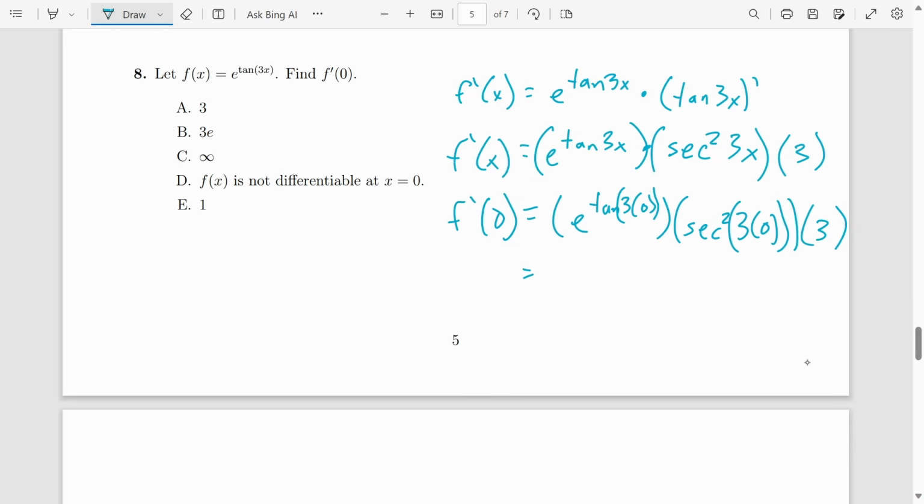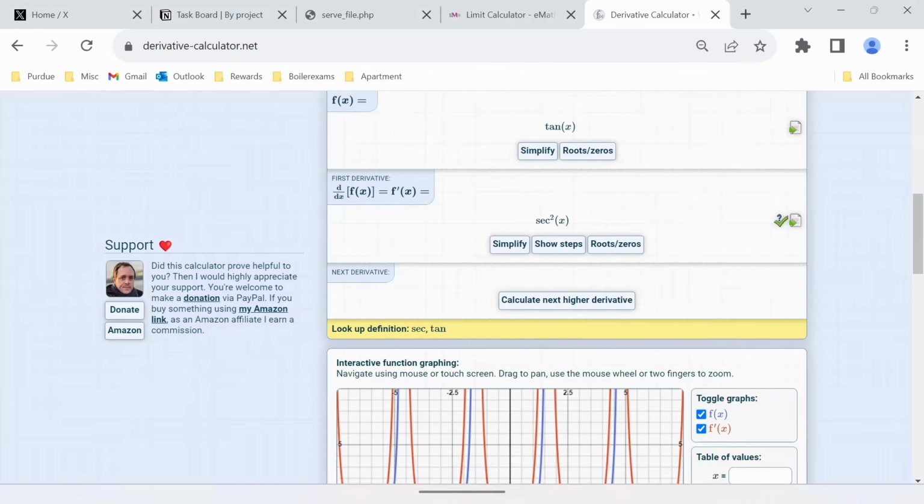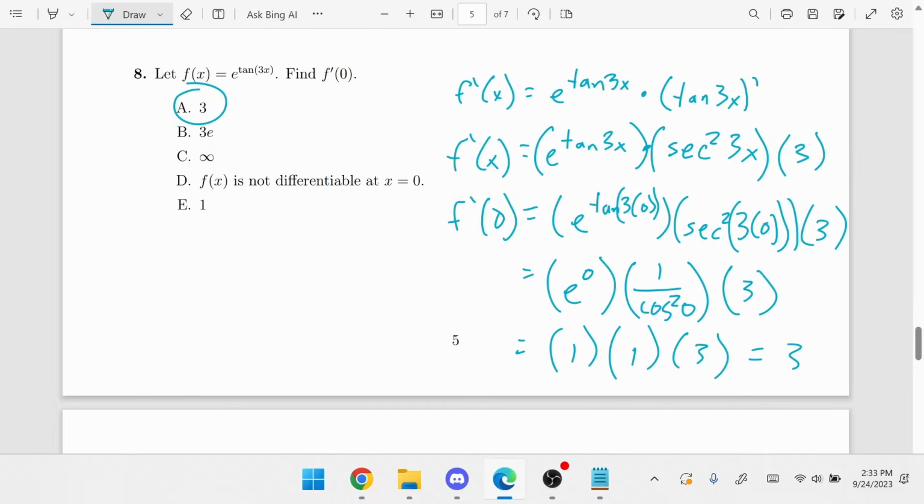So evaluating all this, we get e to the tangent of 0 is just 0, times secant squared of 0. Secant of 0, I actually don't remember off the top of my head, but what we can use is secant is just 1 over cosine. So this is the same as 1 over cosine squared of 0, times 3. Now e to the 0 is just 1. Cosine of 0 is also just 1, so it's 1 over 1, which is 1, times 3. We're left with 3. That's the answer. Is it? Hang on, let me double check here. 8 is A. Okay, wonderful.